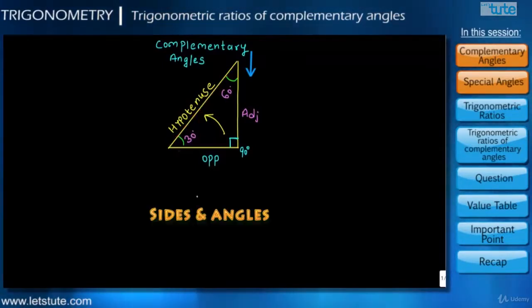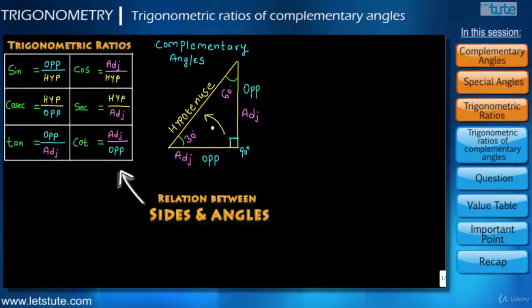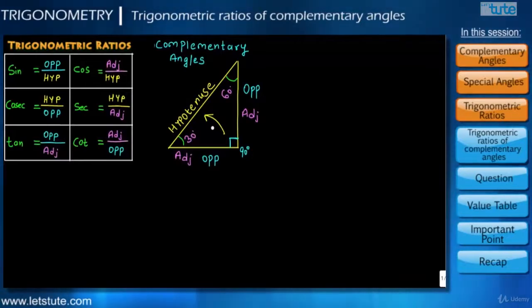So now we are aware of sides and angles, and in our previous session we have also learned the relation between the sides and angles in trigonometry, which is also known as trigonometric ratios. And today we are going to learn the relation between the trigonometric ratios of complementary angles.